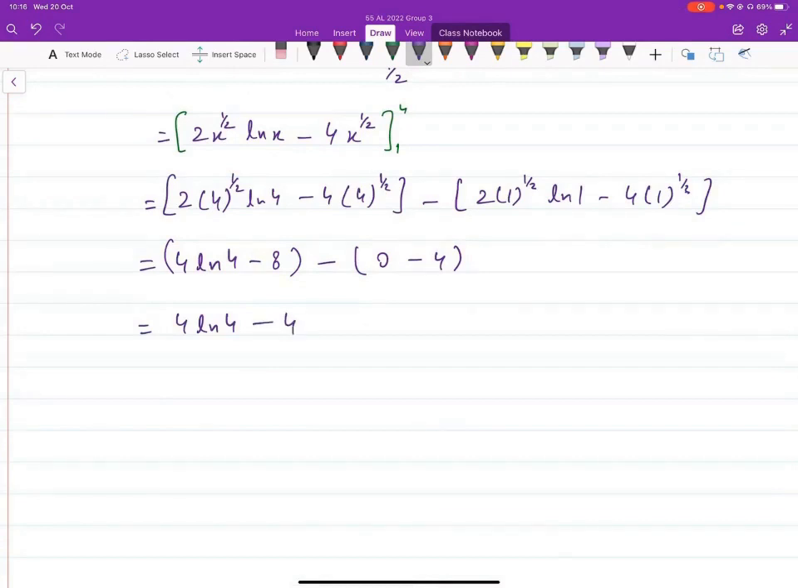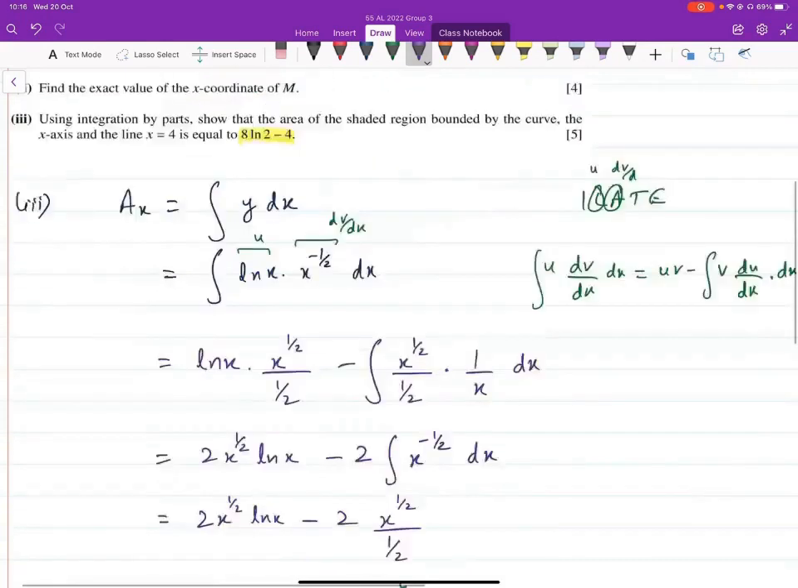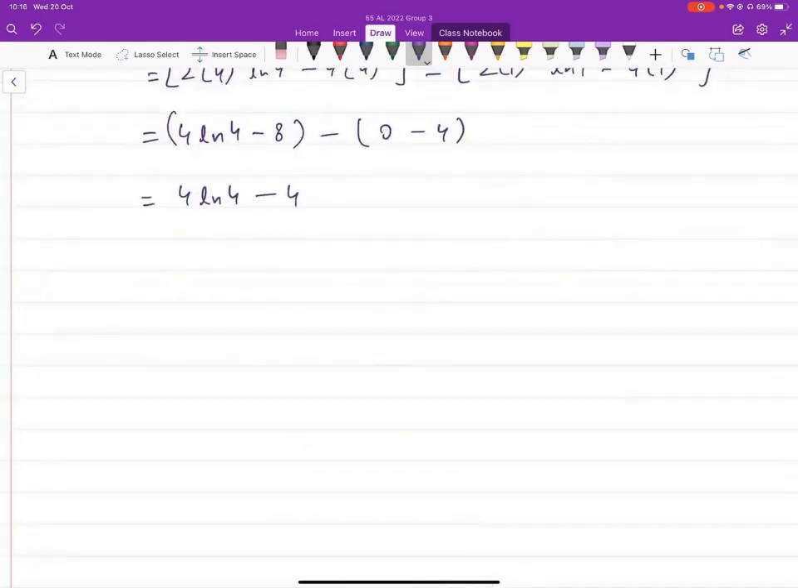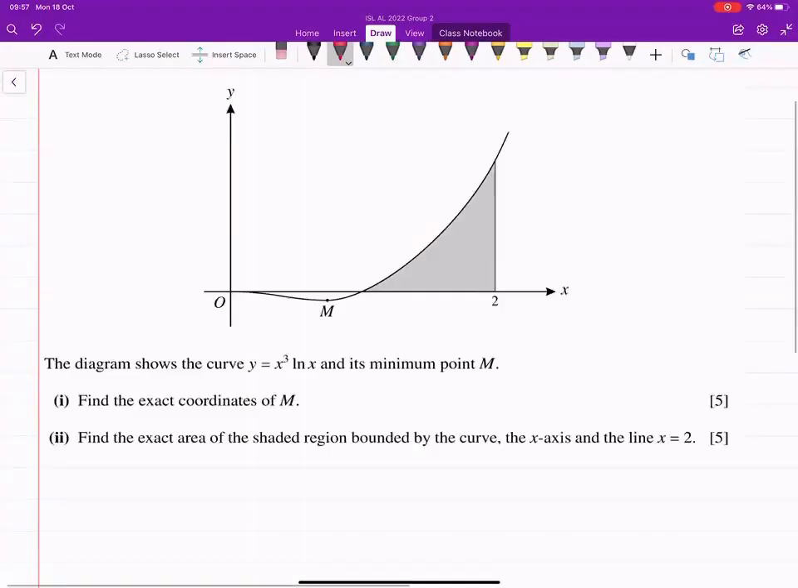You have got 4 ln 4 minus 4. What did you need there? 8 ln 2 minus 4. We need ln 2 inside. You can write it as 4 ln 2 squared minus 4. That 2 in the power goes outside, gets multiplied by 4 and becomes 8 ln 2 minus 4. So that's how it works out.